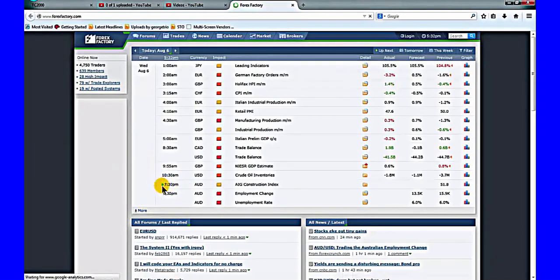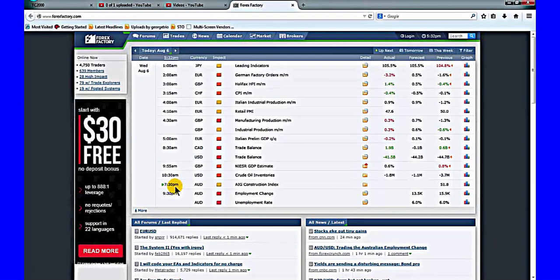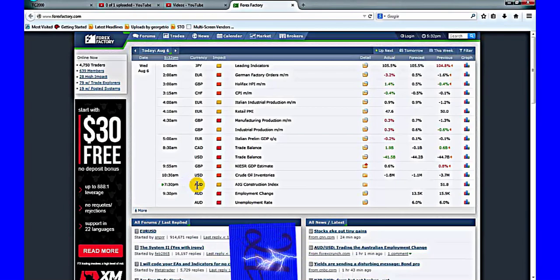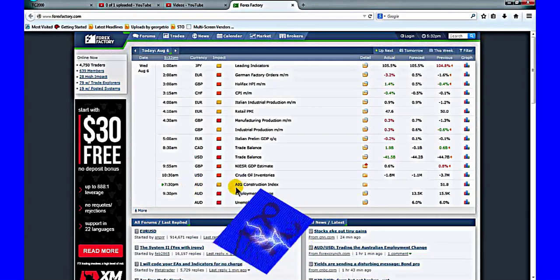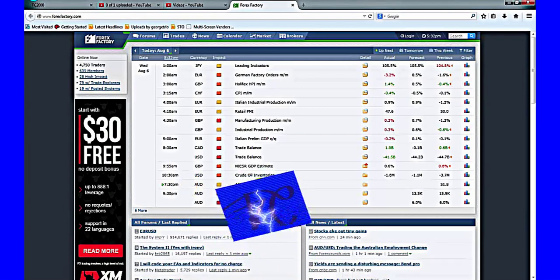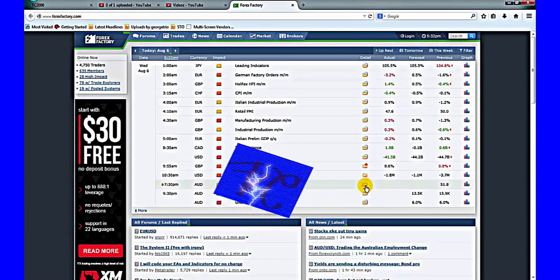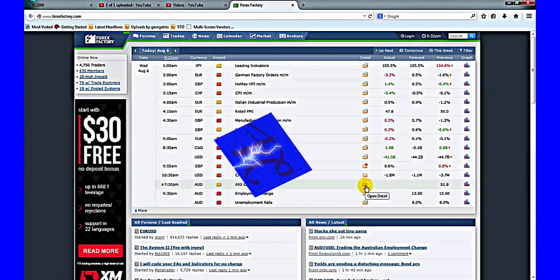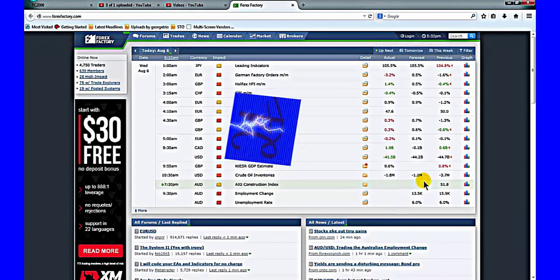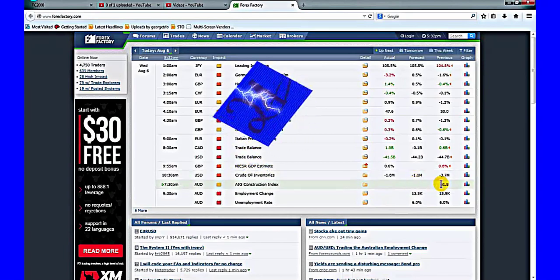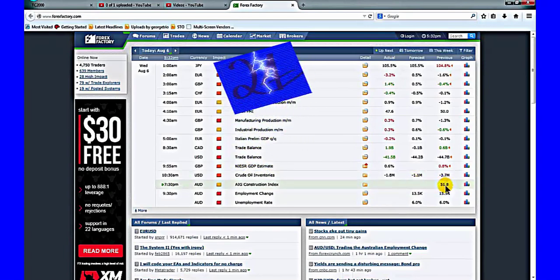You can see here where we have the green arrow. At 7:30 p.m. Eastern Time, that's 12:30 a.m. London time, the economy news is concerning the Australian economy. The first economy news is the AIG construction index. If you want to know more, you click on the envelope here. All right. So we do not have the forecast here. We only have the previous figure here.